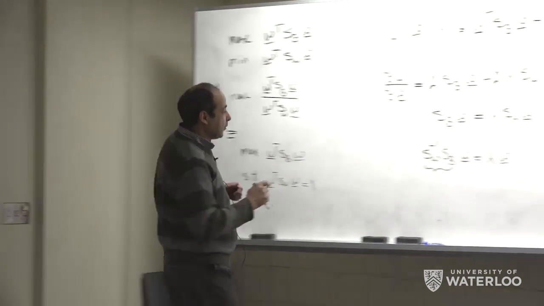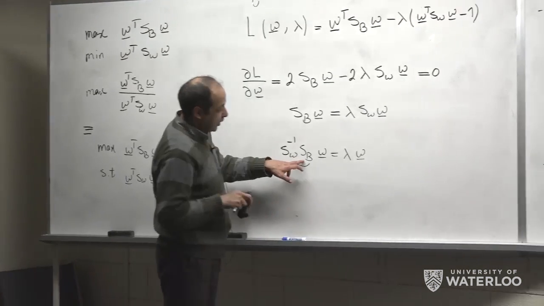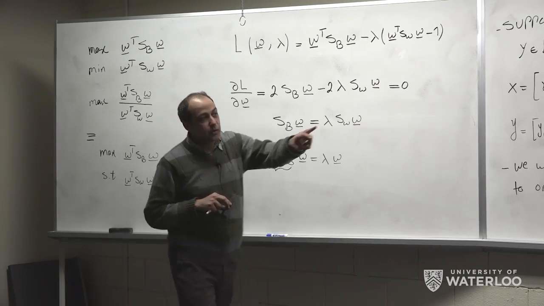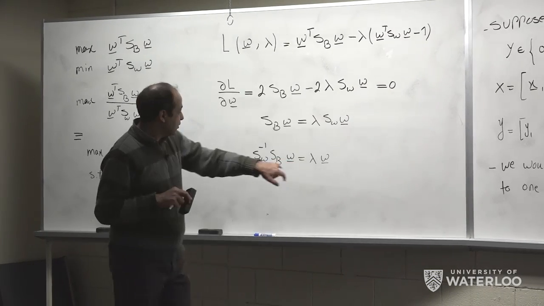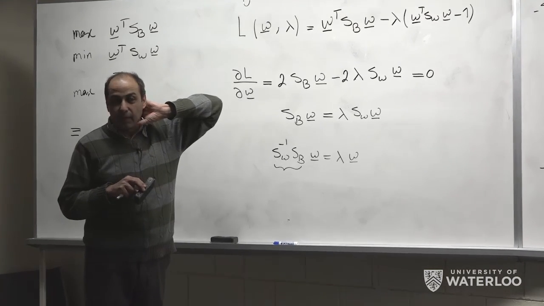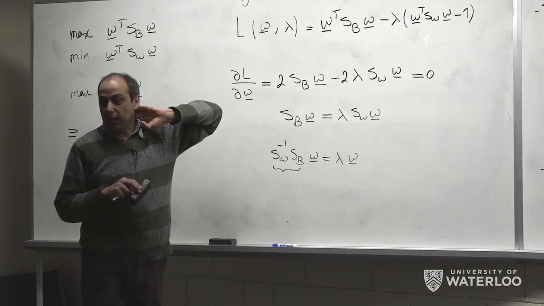Okay, what would be the dimensionality here? Don't forget that SB was d by d. SW is also d by d. So SW inverse SB is d by d. How many eigenvectors do I have here?